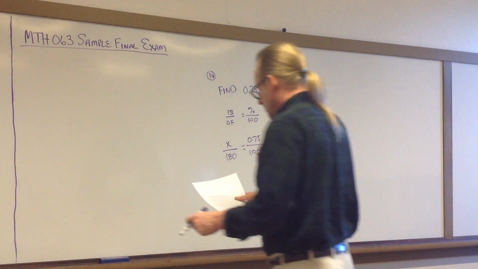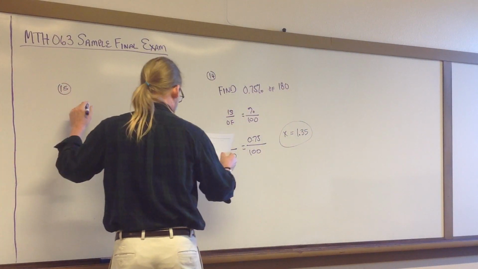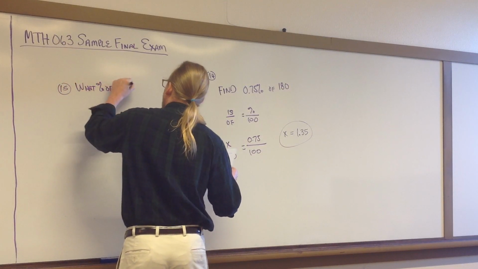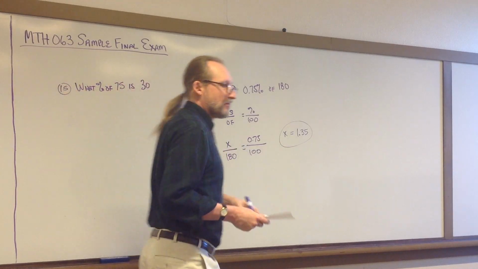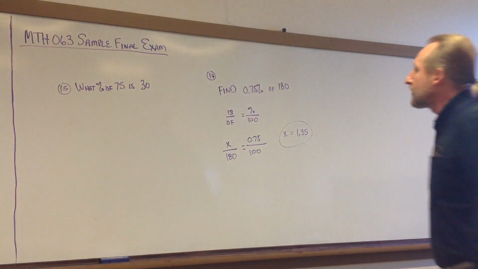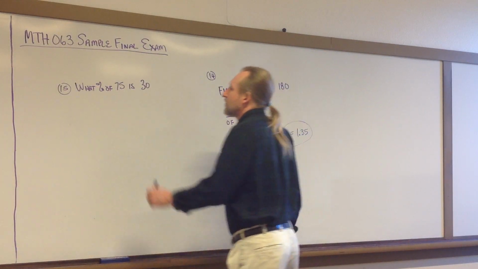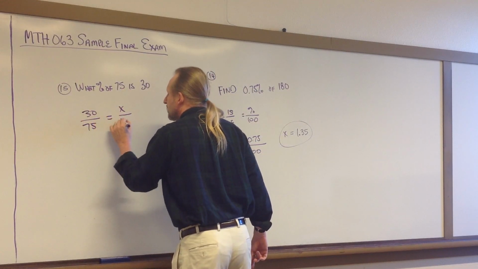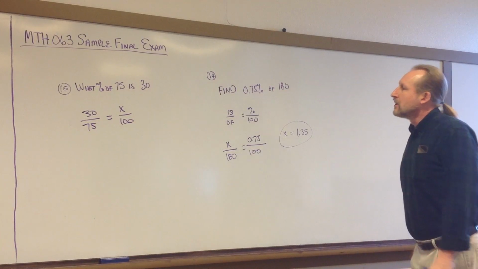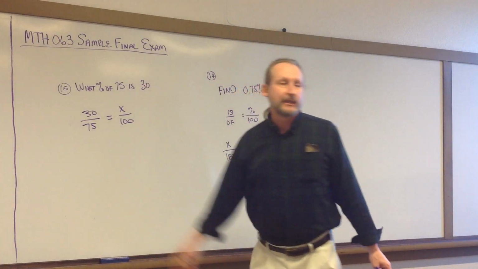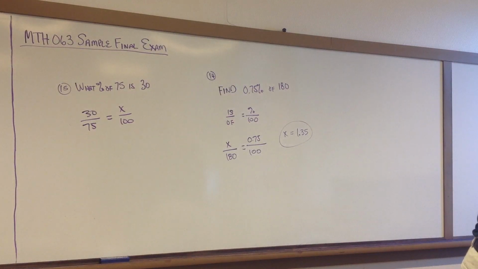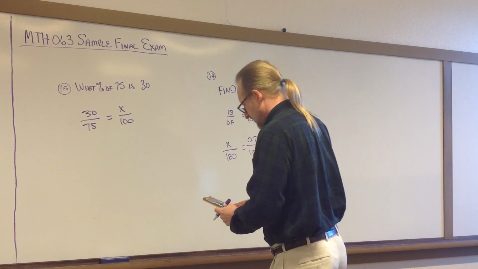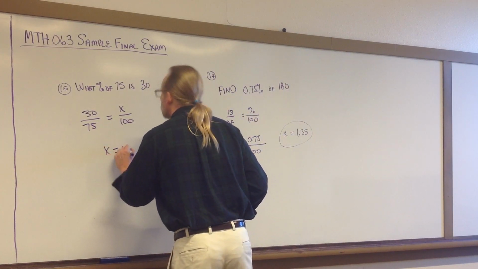Problem 15. What percent of 75 is 30? Okay, so I'm going to use that same proportion. Is over of equals percent over 100. Is 30. Of is 75. The percent is what we're looking for. Okay, so I'm going to do 30 times 100 divided by 75, and that will be our percentage. 30 times 100, and then divide by 75. X equals 40%.